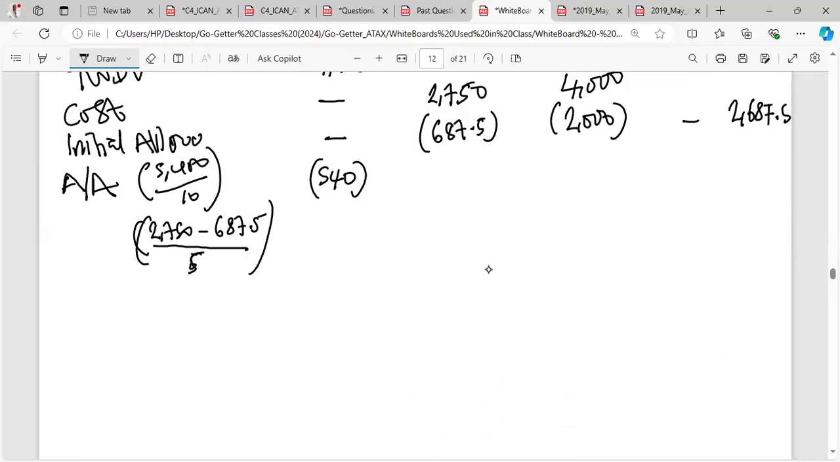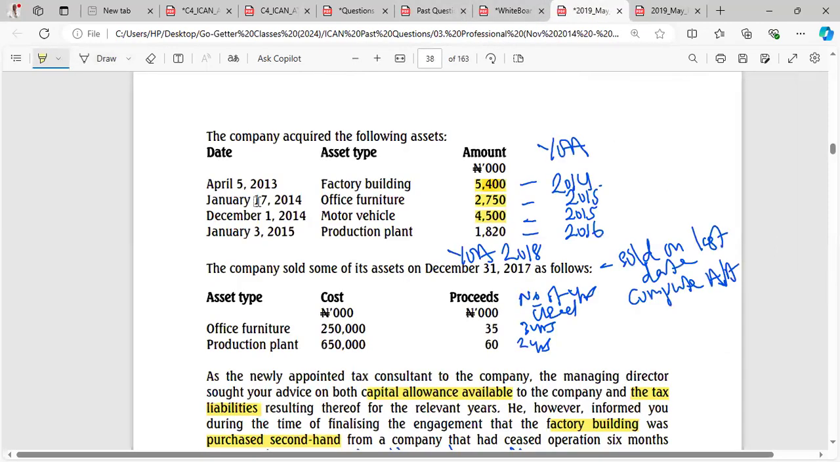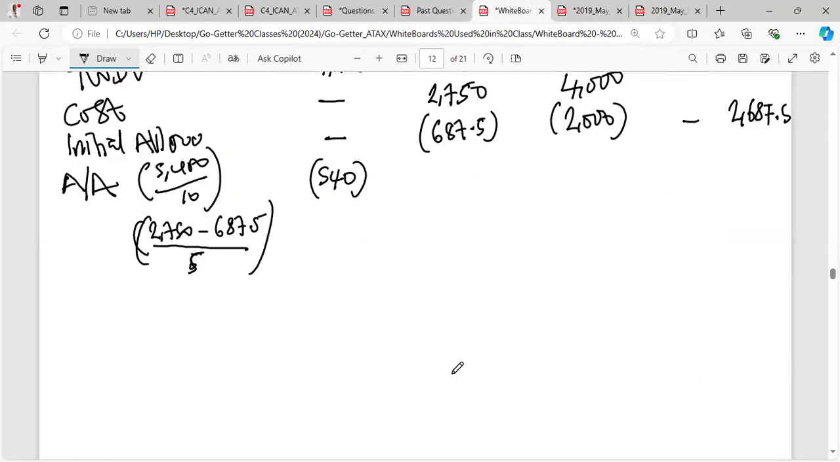How many months was it used? Furniture and fittings. When was it bought? Office furniture was bought in January. So we use it for the whole full 12 months. So we can either say times 12 over 12 or we ignore it. 12 over 12, just to show that it was used for the whole full month.